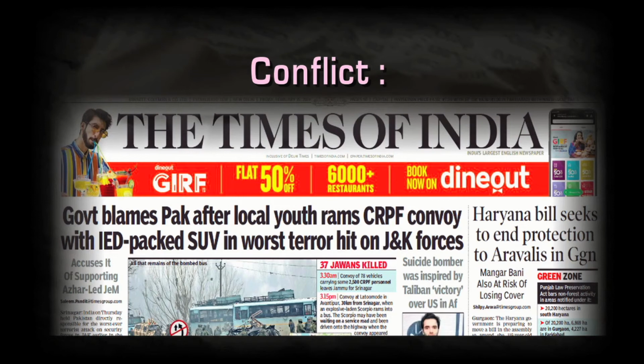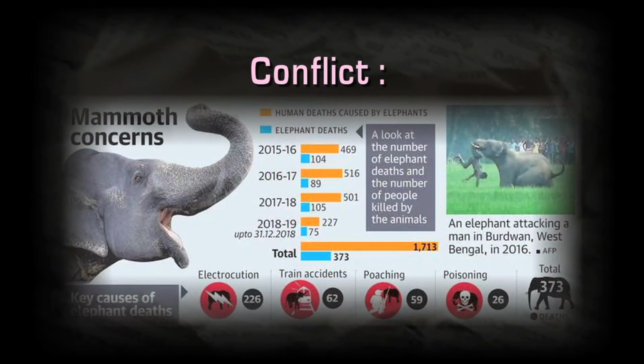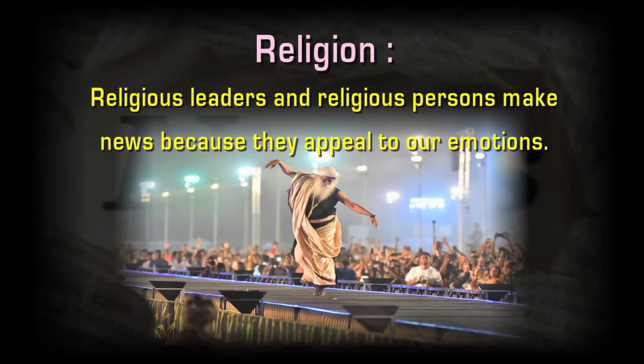Conflict. Conflict between nations resulting in war, or between man and nature resulting in the failure of one or the conquest of the other, brings out readers' interest. Religion. In a secular country like India, religion takes an important part in regular life. Religious leaders and religious persons make news because they appeal to our emotions. Disaster and tragedy. Disaster and tragedy can change human life totally.